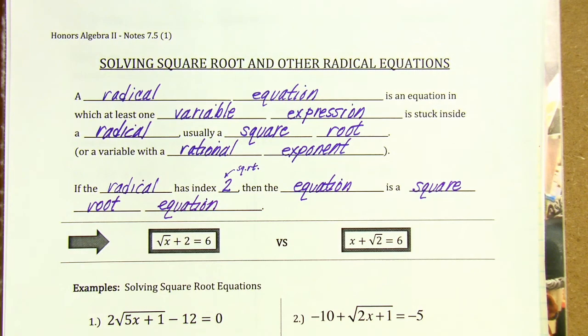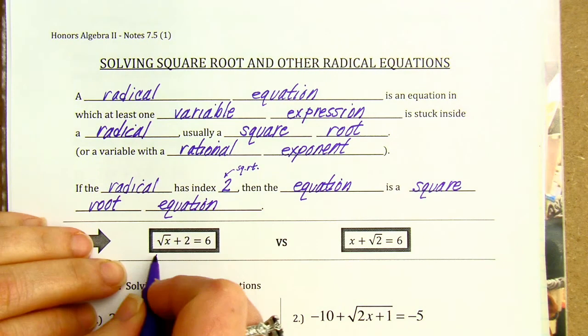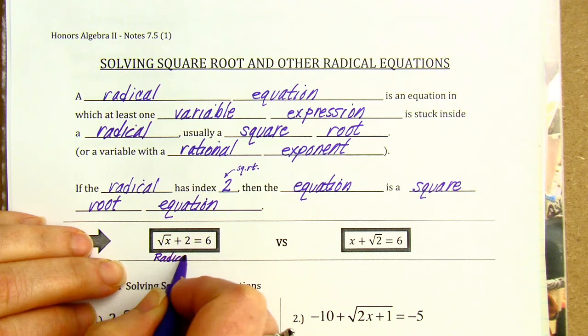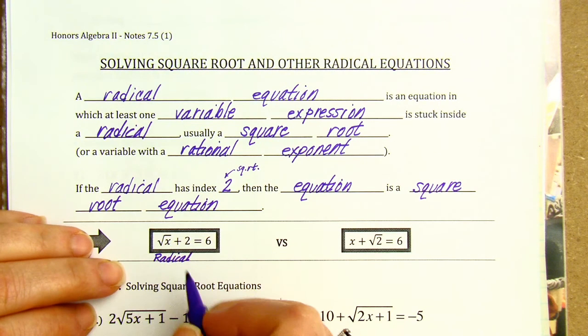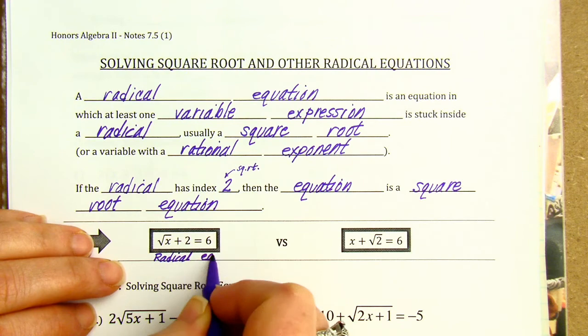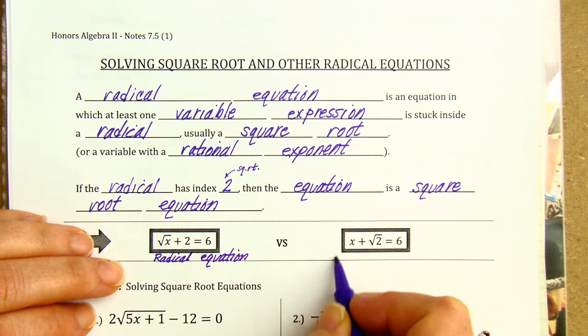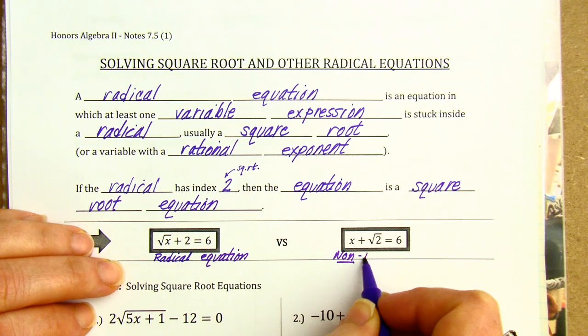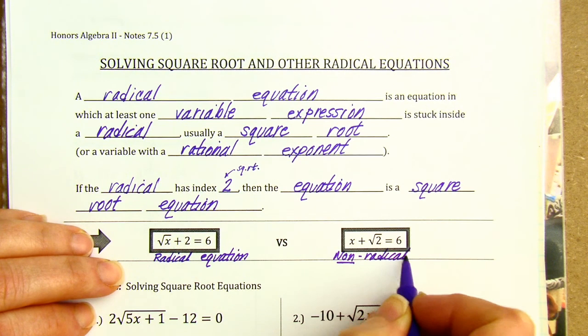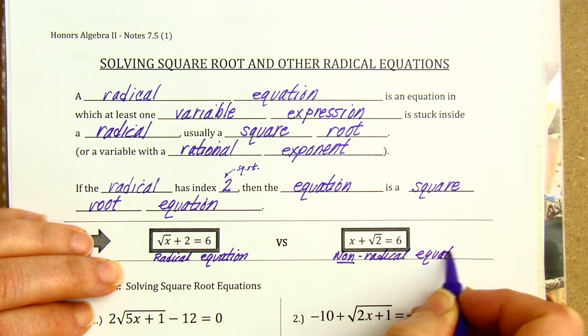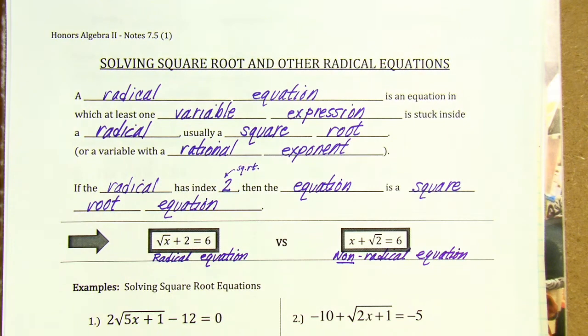If the radical has index 2, then the equation is a square root equation. Like this first one here, that's a square root equation. It is a radical equation because the variable or variable expression is stuck inside. Versus this is a non-radical equation. Here, this is easy to solve for x. We just subtract the square root of 2 to the other side. So you have to be able to recognize what a radical equation is.